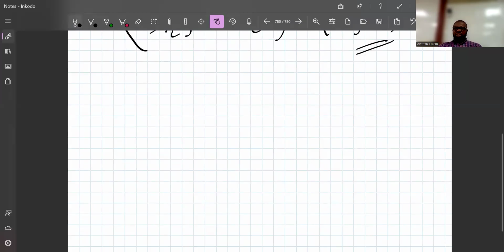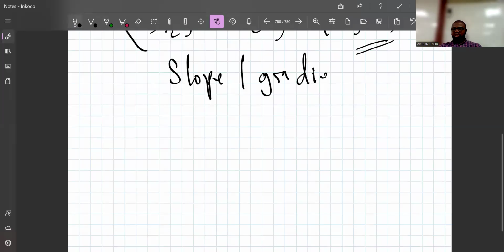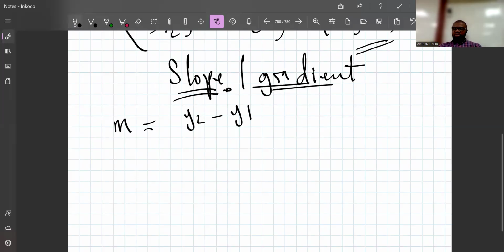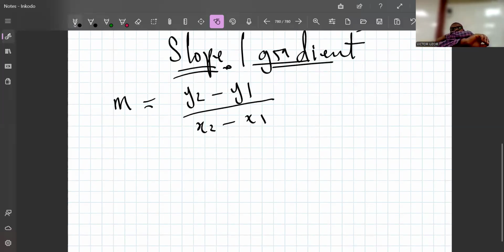The next thing we are going to be looking at is slope, also called gradient. They all mean the same thing. To me, I used to say that gradient is how bent the line is. The gradient is denoted with the letter m. The formula is y2 minus y1 all over x2 minus x1. So the formula for finding the gradient of a straight line is change in y over change in x.